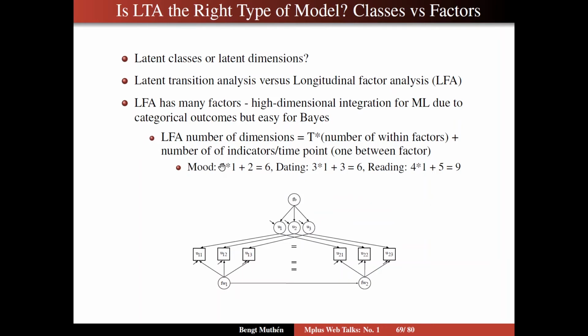For the mu data, we have 4 time points, 1 within factor, 2 indicators, so that turns out to be a 6-dimensional integration. For the dating data, we have 3 time points, 3 indicators, so it's 6 dimensions again. And for the reading data, we have 4 time points and 5 indicators per time point, so it turns out to be 9 dimensions of integration.